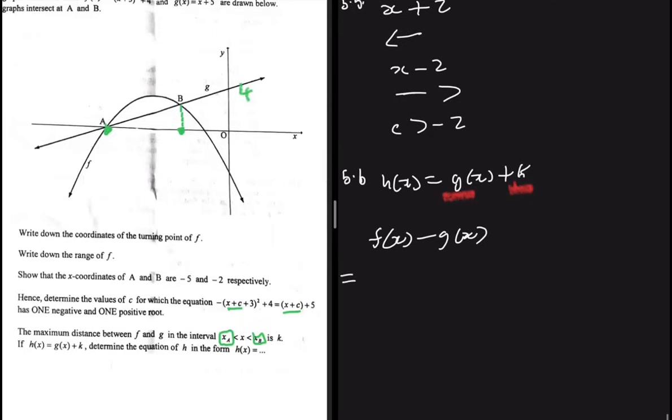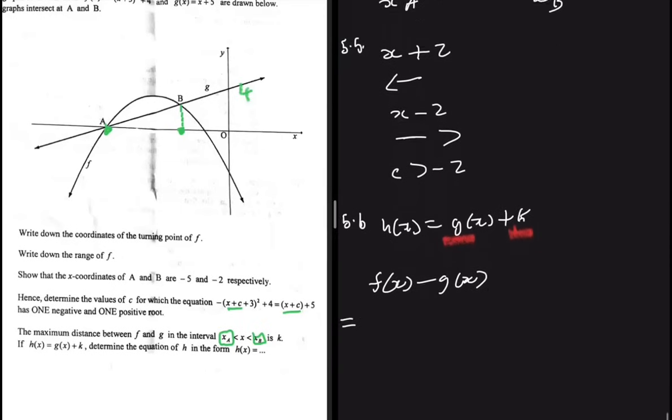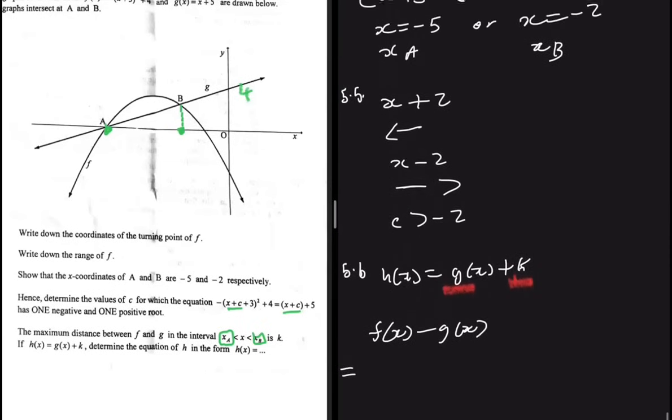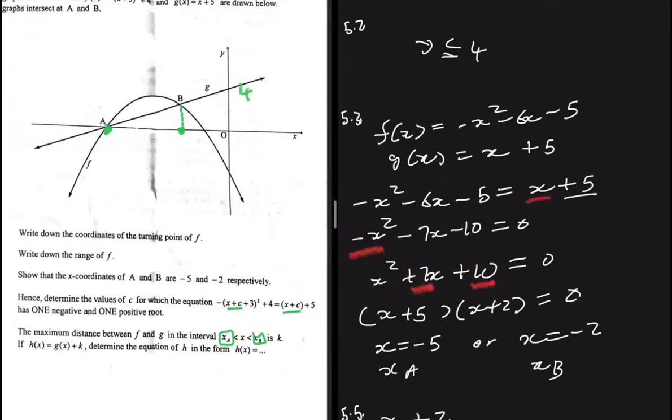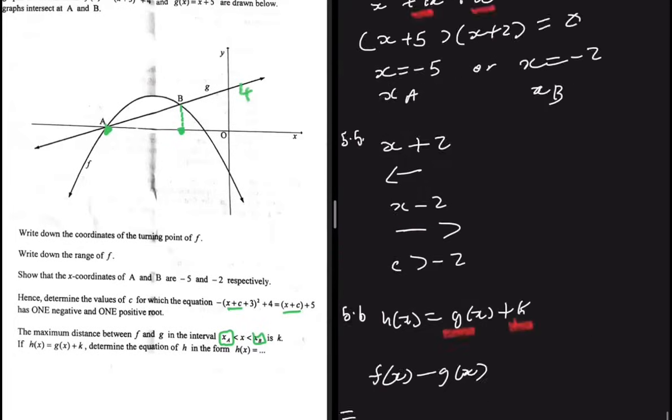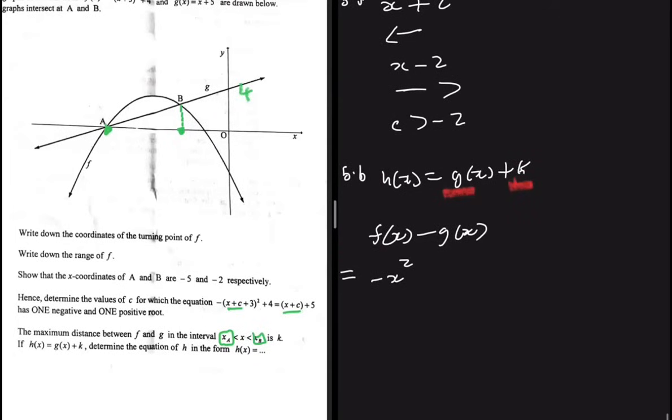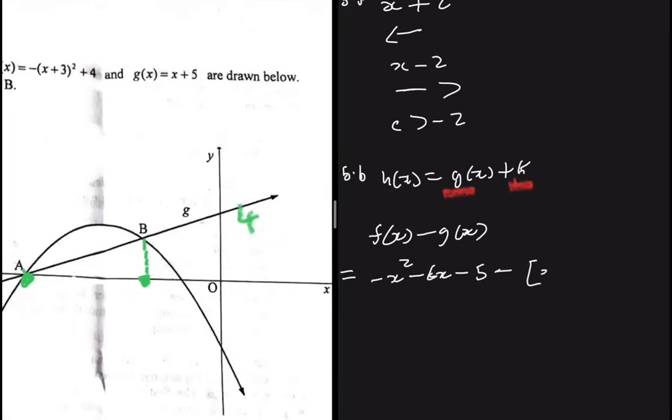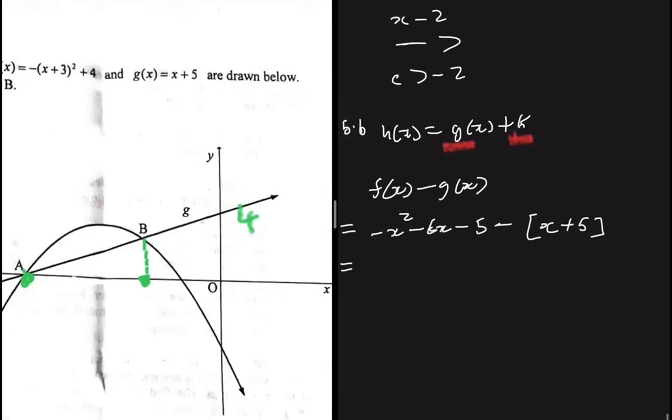So f of x minus g of x will be equal to, what's our equation for f of x again? Where is it? Here it is. So we have minus x squared minus 6x minus 5. And then we're subtracting g of x, which is x plus 5. Right, we're trying to find an equation for the distance between the two graphs. So we're going to have minus x squared minus 7x minus 10. So this is the equation for the distance between the two graphs.